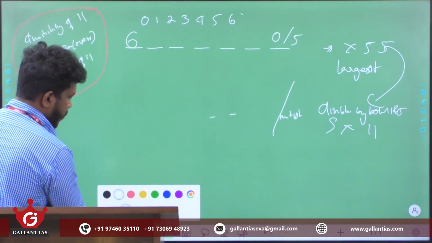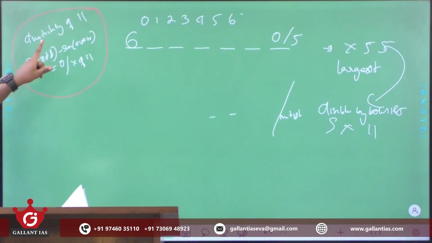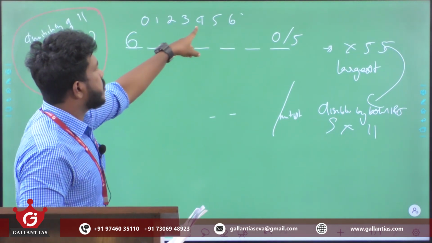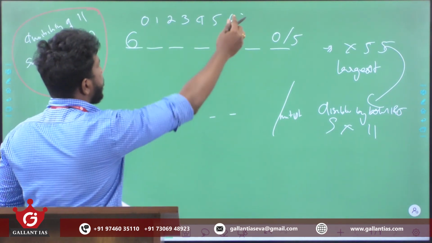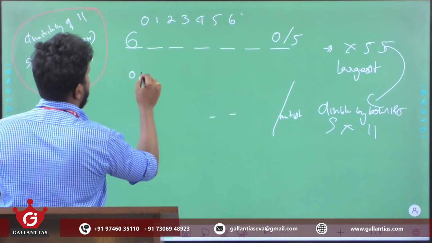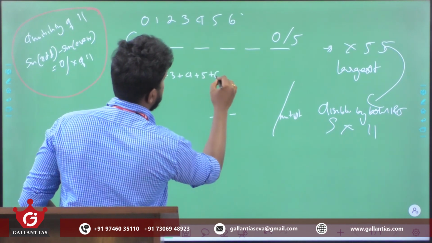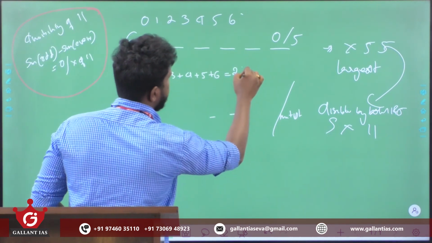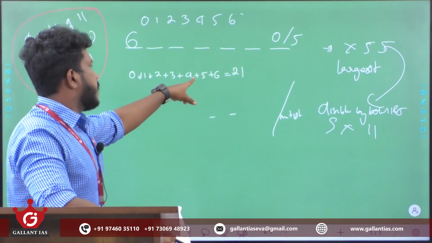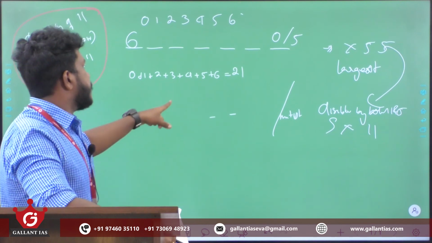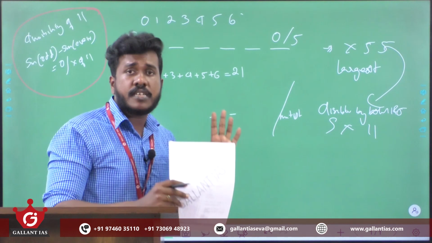So look here. And you know that the individual digits are 0, 1, 2, 3, 4, 5, 6. And when you add all these numbers, that is 0 plus 1 plus 2 plus 3 plus 4 plus 5 plus 6, you are getting 21, right? Look here, 4 plus 6, 10. 10 plus 5, 15. 15 plus 3, 18. 18 plus 2, 20. 20 plus 1, it is 21. When you add all these numbers, you are getting 21.